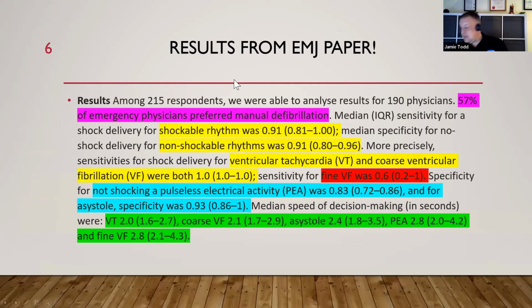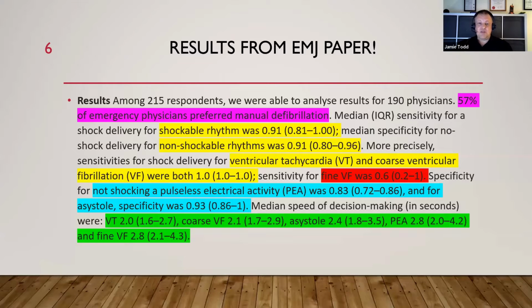So these are the results from the EMJ paper, and this trial was carried out on pre-hospital physicians based in France. So that'd be part of SAMU, their national pre-hospital critical care service, a government-run, usually doctor, nurse, critical care response unit, mostly ground-based, regional. This was the outcome of their study. They had 215 replies, so a little bit more than us, but not a huge amount, and they analysed results for 190 physicians.